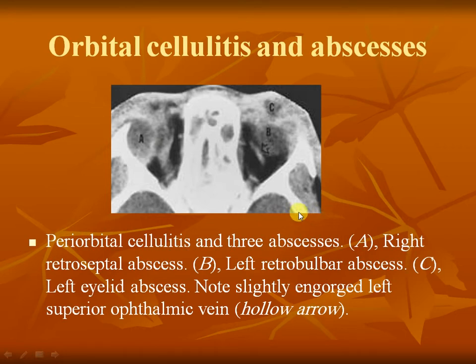So this is both orbital cellulitis and abscess. We have here three kinds of abscesses. First, we have retroseptal abscess, okay, postseptal abscess here, the A, and we have retrobulbar abscess, posterior to the eye globe, okay, and we have left eyelid abscess, this one. So there are multiple abscesses bilaterally in the retrobulbar area and in the retroseptal abscess and in the eyelid. Multiple orbital abscesses.